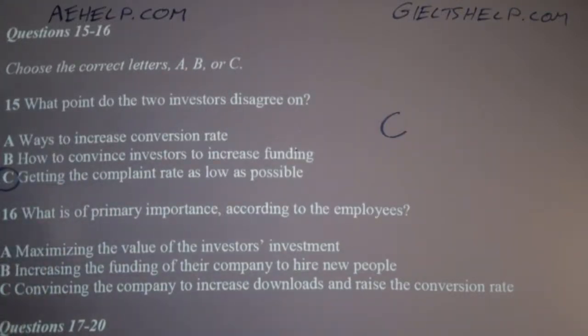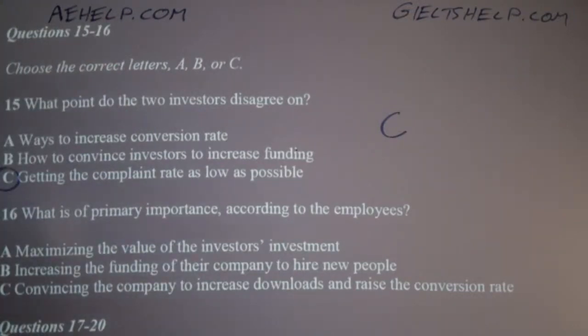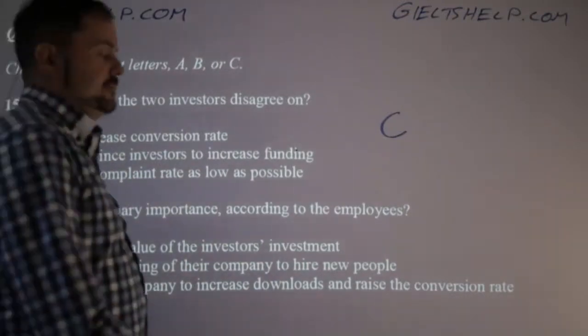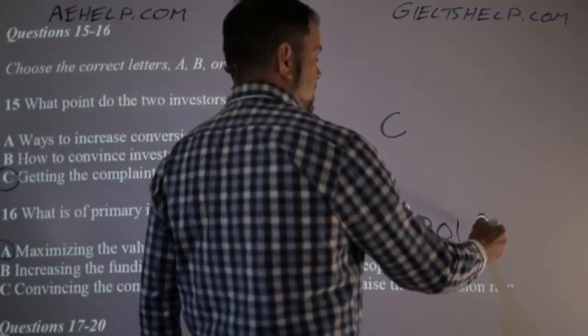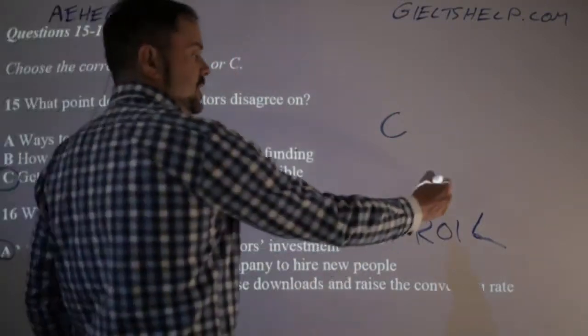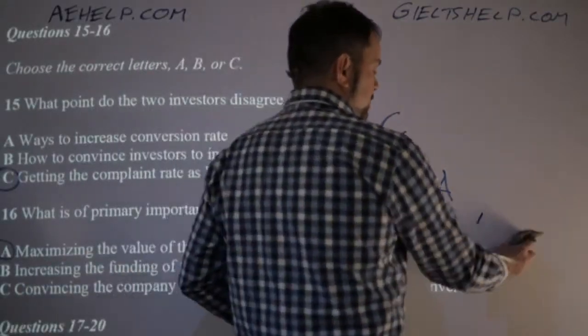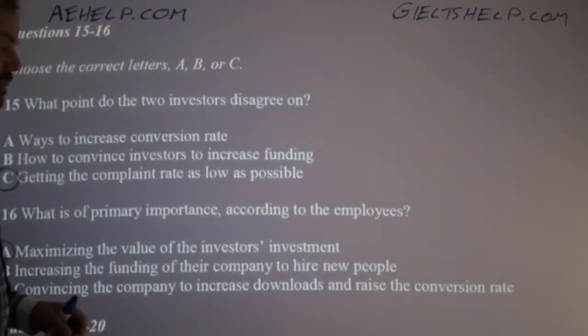Okay. All right, and what is of primary importance according to the employee? So what's most important for this company? Again, use logic. It's kind of what's important for most companies for number 16. Is it maximizing the value of the investor's investment? Increasing the funding of the company to hire new people? Convincing the company to increase downloads and raise the conversion rates? Yeah, it's A. Keep it simple. Maximizing investment. Return on investment. Maximizing that, right? So maximizing return on investment. Yeah, absolutely. So the correct answer here is A. Logic will help you with multiple choice, and listening for the answer will help you on multiple choice. Staring at the choices will not help you on the multiple choice.